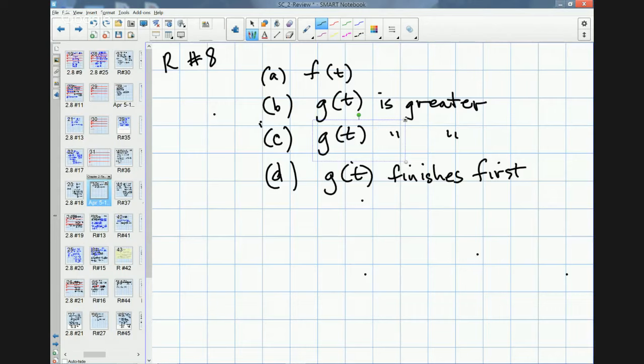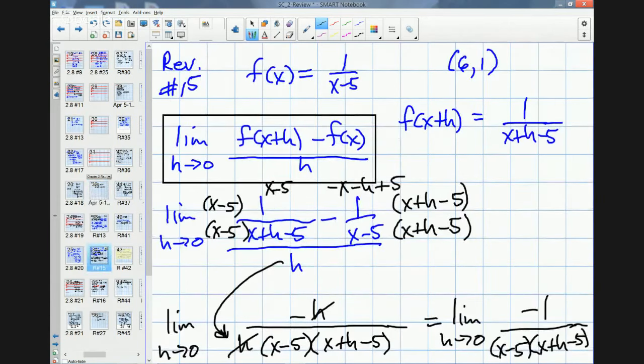Okay, it's calmed down a little bit, so I'm going to just pick out a few more and we'll see how the time goes. So I'm going to pick one out on the review. Let's do number 15. This is on page 167. The question says, use the limit definition to find the derivative. So this is one of those questions. Whenever you see those words, use the limit definition, that means you've got to do the derivative the long way.